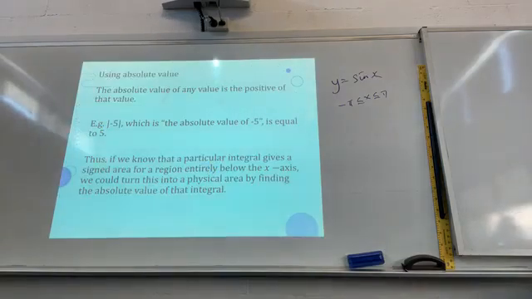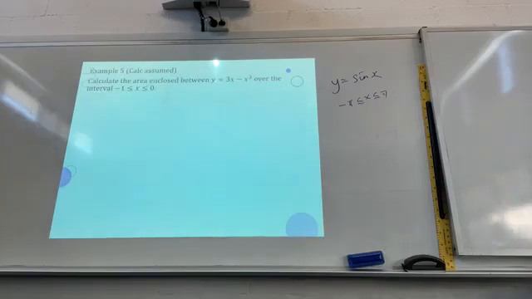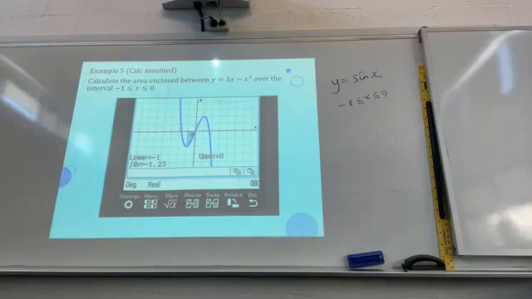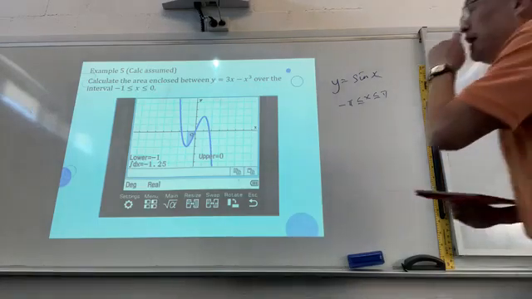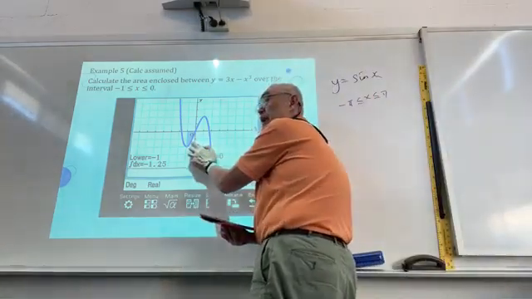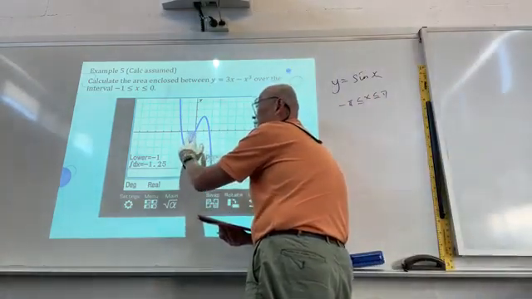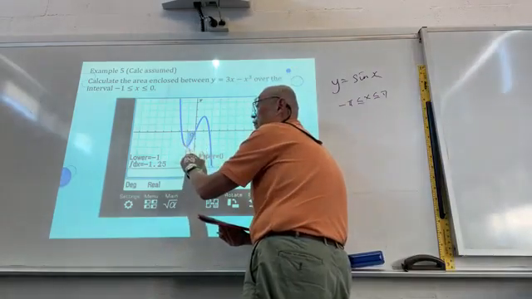Here, have a look at the absolute value, please, because I'm going to show you how to use absolute value with integration as well. The absolute value of any value is the positive of the value. So the absolute value of minus 5 is equal to 5. Now, you can use your ClassPad. I'm lazy, I'm just going to use ClassPad straight away to show you. You know the definite integral is minus 1.25, and you know that this is actually a physical area of 1.25.